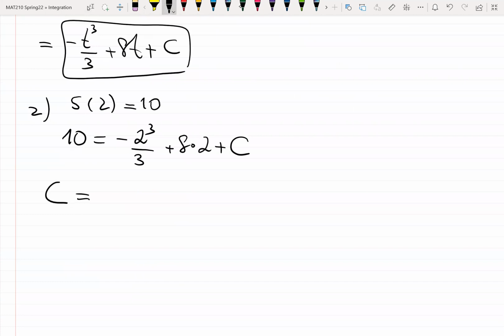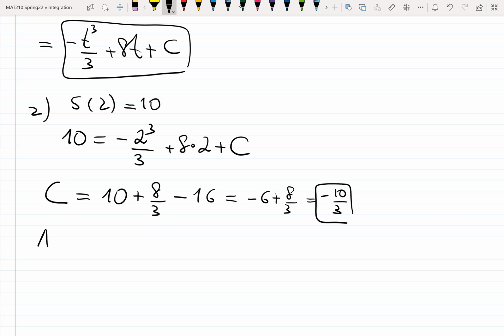C is 10 plus 2 times 2 times 2, which is 8 thirds, minus 16. Minus 6 plus 8 over 3 is minus 16. Minus 18 plus 8, minus 10 thirds here. Answer: s of t was chosen to be minus t cubed over 3 plus 8t minus 10 thirds.